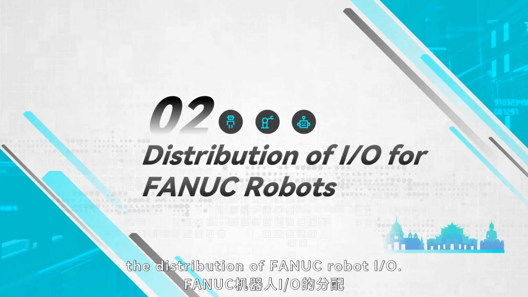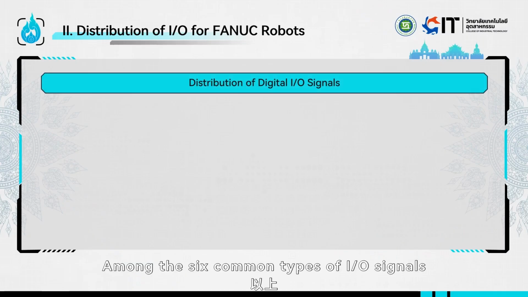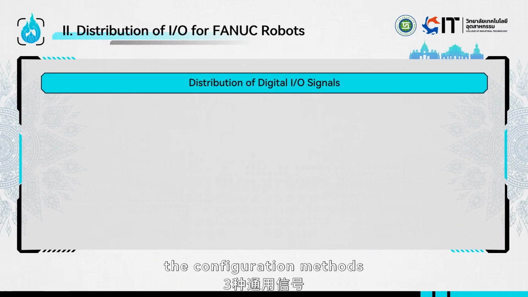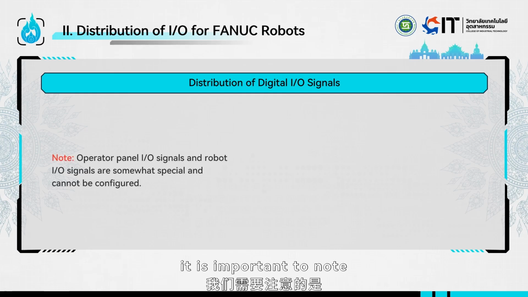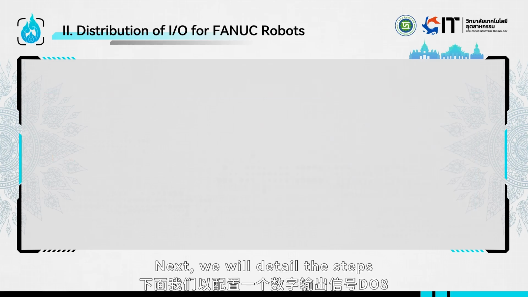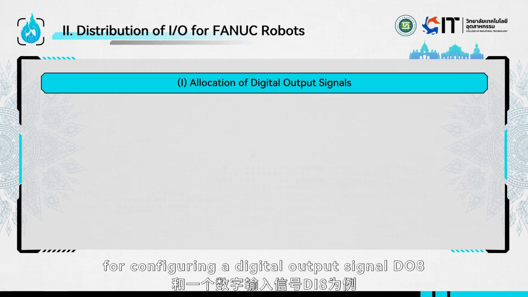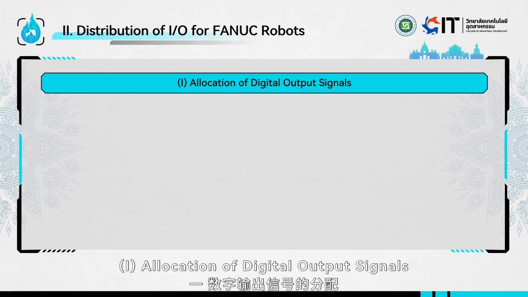Let's continue to learn about the distribution of FANUC robot I/O. Among the 6 common types of I/O signals mentioned above, the configuration methods for 3 general-purpose signals are essentially the same. We will explain this using the configuration of digital I/O signals as an example. It is important to note that operator panel I/O signals and robot I/O signals are somewhat special and cannot be configured. Next, we will detail the steps for configuring a digital output signal DO8 and a digital input signal DI8 as examples. 1. Allocation of digital output signals.